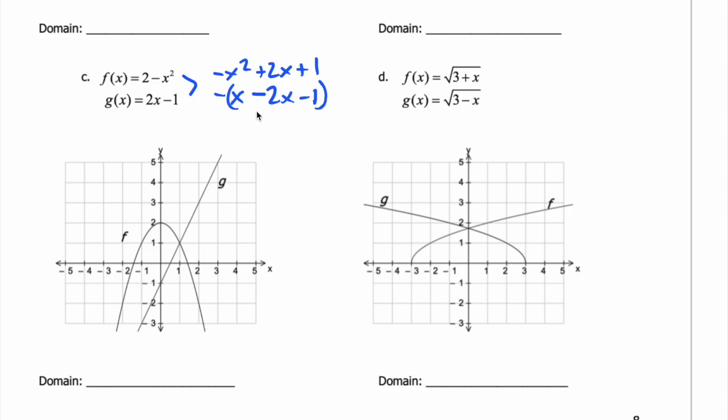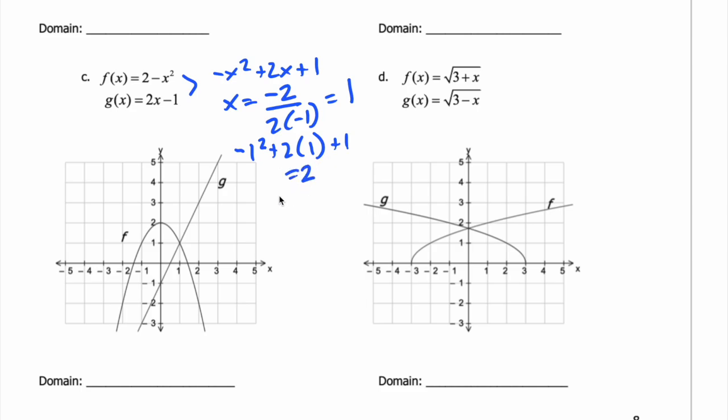Actually, you can't really factorize that, but we can find where the vertex is by doing x equals negative b over 2a. So negative 2 over 2 times negative 1 gives you 1. So the vertex is at x equals 1. The y value of the vertex is going to be negative 1 squared plus 2 times 1 plus 1, which gives you 2. So the vertex is at 1 comma 2.